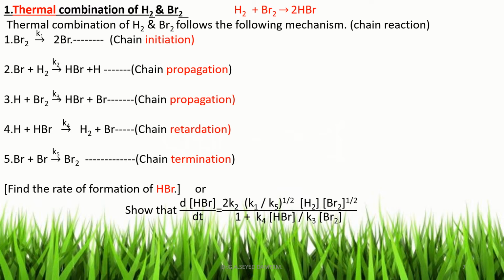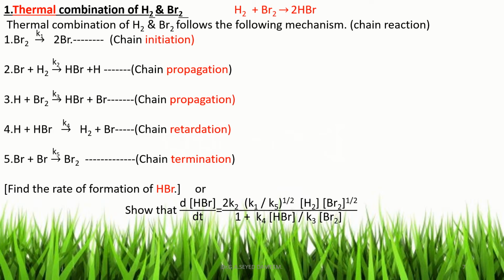Next topic, thermal combination of hydrogen and bromine. These two, H2 and Br2, combine to form 2HBr. But the reaction follows a mechanism which consists of 5 steps. First step: from bromine, Br2, 2Br, that is the bromine radical, is formed with the rate constant K1. That step is called chain initiation.